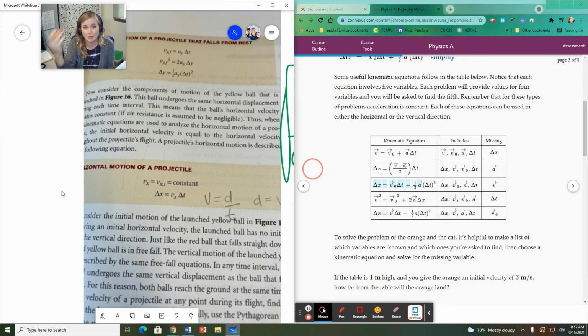And more often than not, you have to use 2 different equations to get the answer that you want, because you have to use one equation to solve for a variable that you're missing, and then use a second equation to solve for the answer that you're looking for.